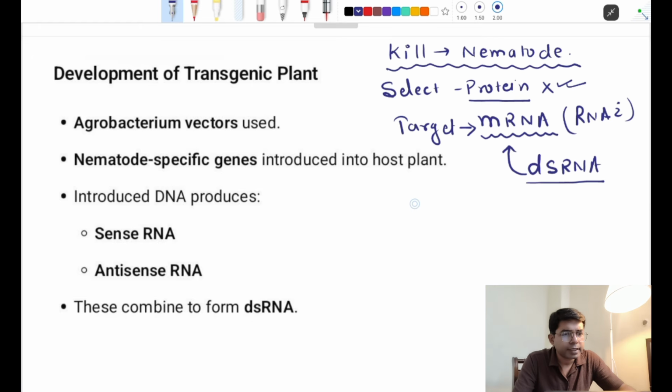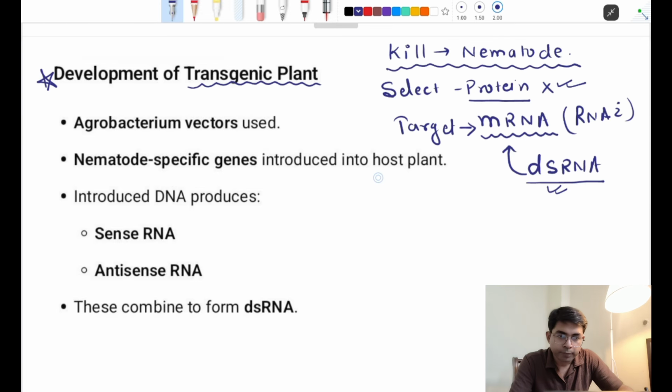So as I have said, we will create a transgenic plant, right? Why are we creating a transgenic plant? We are creating a transgenic plant to form a double-stranded RNA which will target the mRNA. Now, how to develop a transgenic plant?